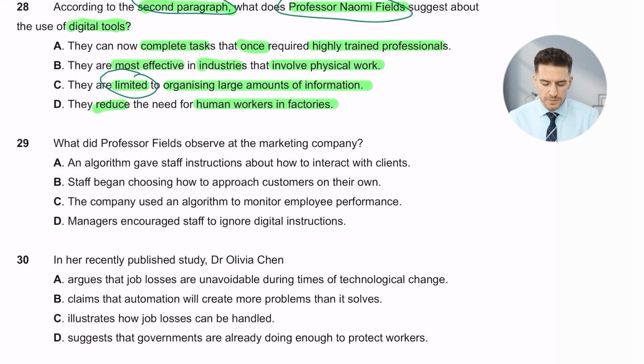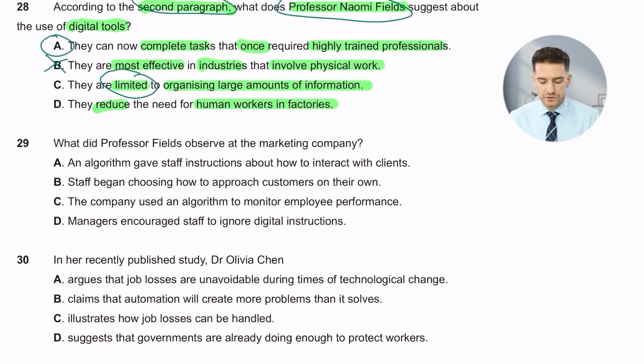So they can now complete tasks that once required highly trained professionals. Well, that looks good already because that's what it was saying. So we can circle that one. Looks pretty good. B, they are most effective in industries that involve physical work. Well, no, that's the opposite of what it said. So we can cross that one out.